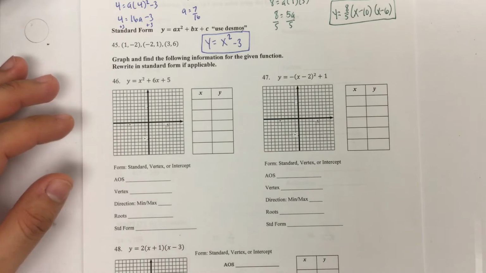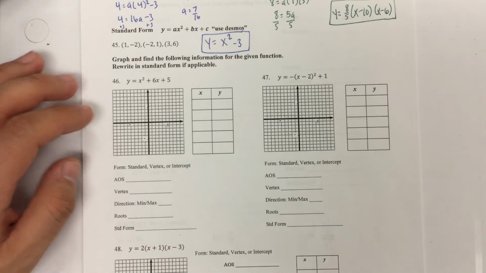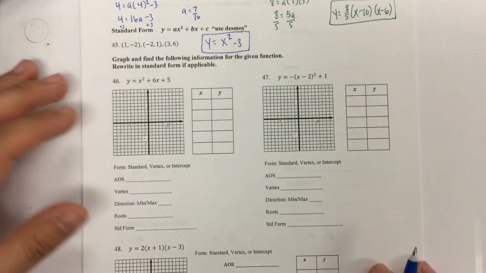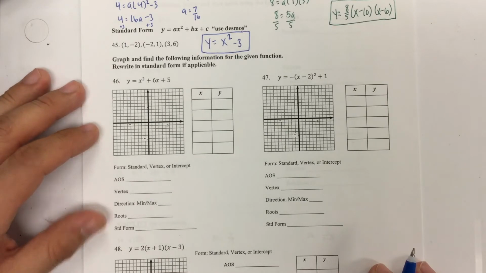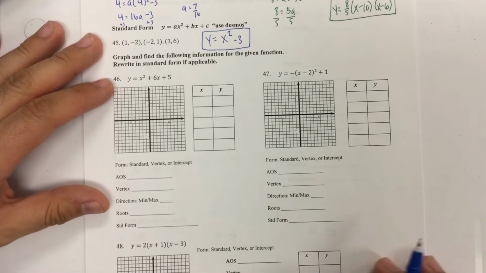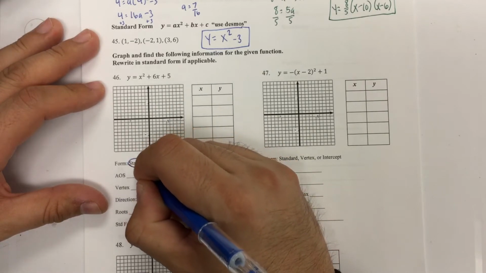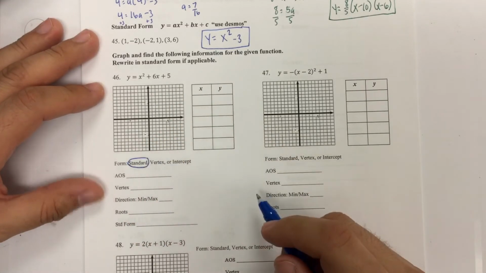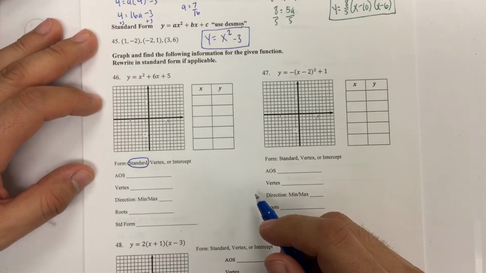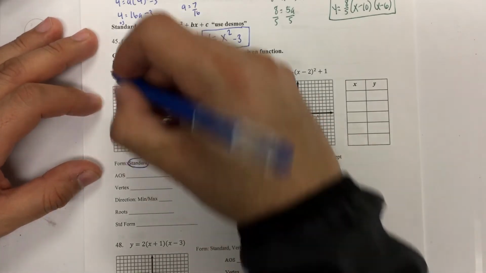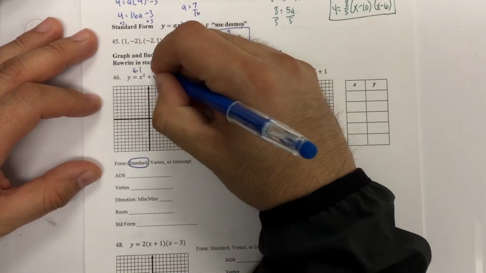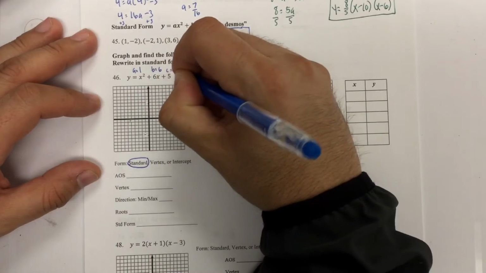So for these ones here, I'm just going to go through this information. You can definitely put this into a calculator and get a lot of the information, but I'm going to do it by hand. So this right here is already standard form. So first thing I'm going to do is let's identify A, B, and C. So A is 1, B is 6, and C is 5.